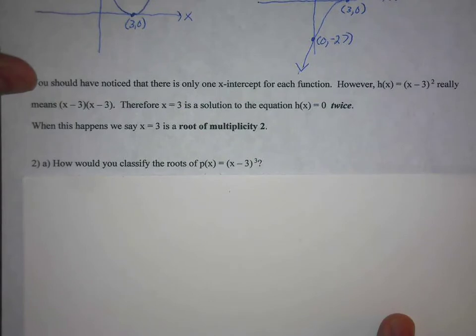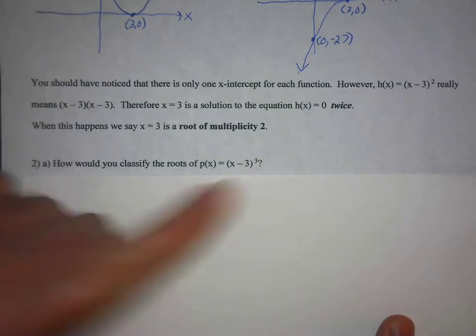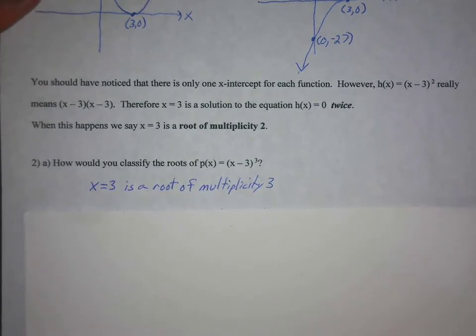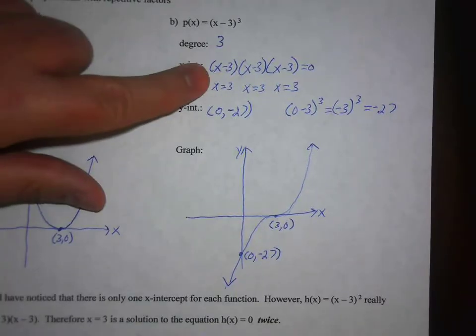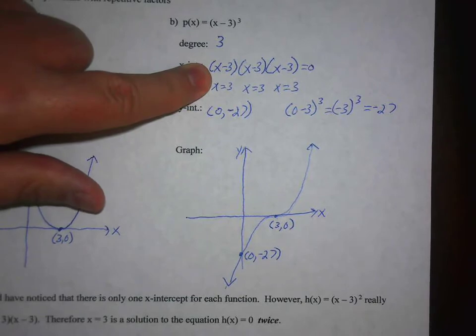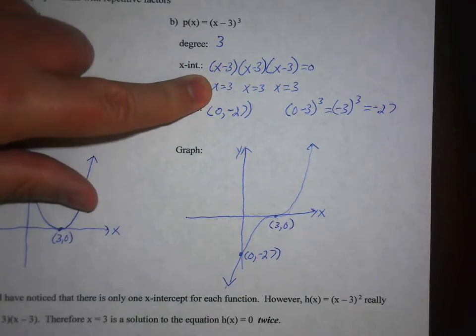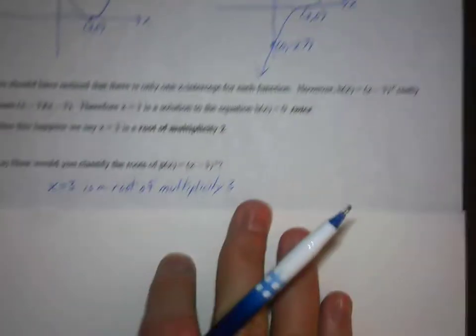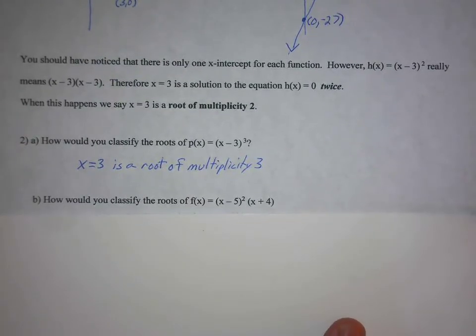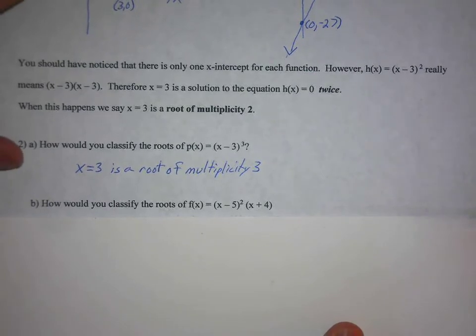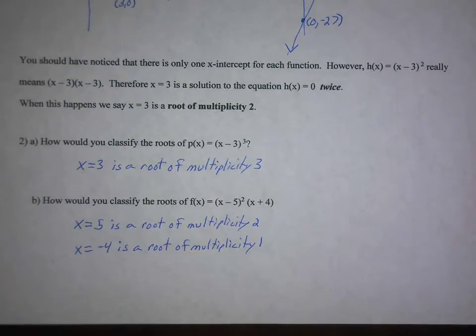So how would you classify the roots of x minus 3 cubed? Well, you'd have x equals 3 as a root of multiplicity 3. And because x minus 3 three times will give you x equals 3 three times for an answer. So that would be a root of multiplicity 3. So how would you classify the roots of x minus 5 squared times x plus 4? Well, x equals 5 is a root of multiplicity 2, and x equals negative 4 will be multiplicity 1.